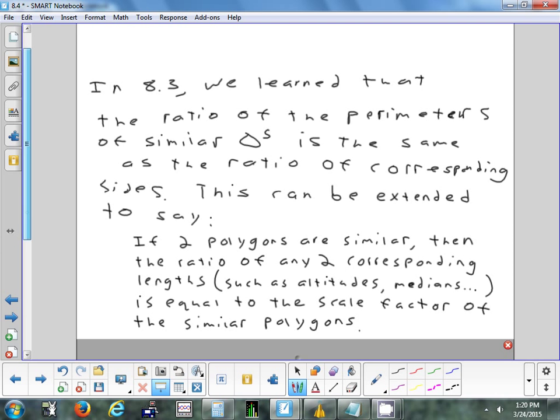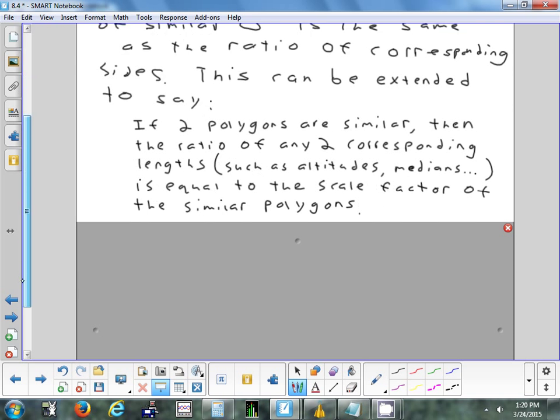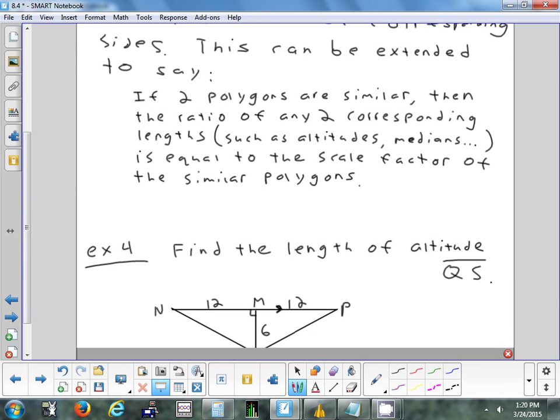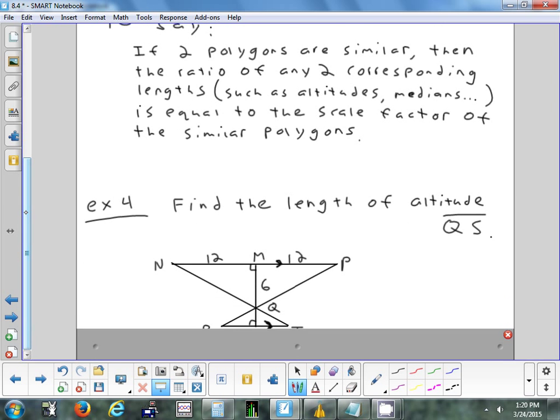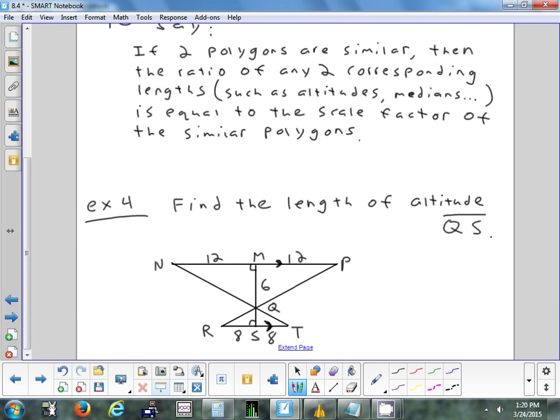So we're going to use that idea to try to solve our last problem. Does everybody have up to if two polygons are similar? Try to scroll up a little bit. In this problem, something's going to come up that I said at the beginning of class to keep in mind. Some things are going to start to come back.